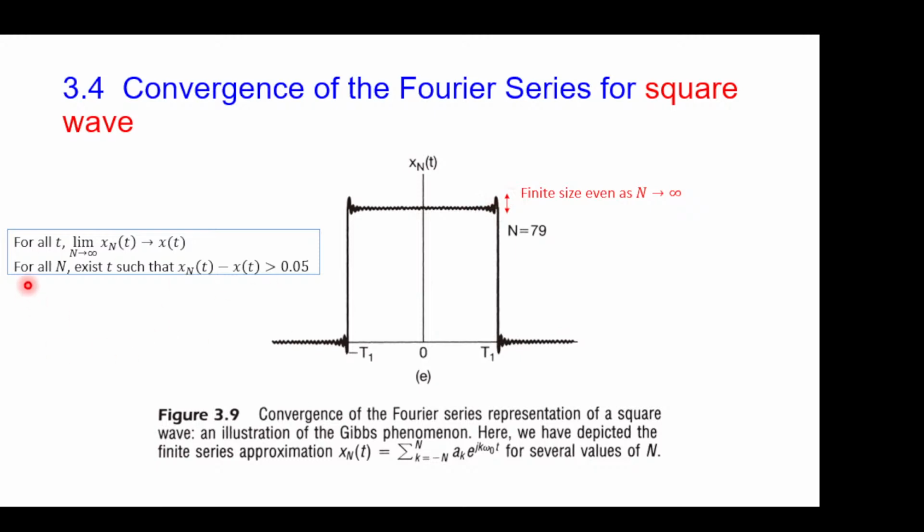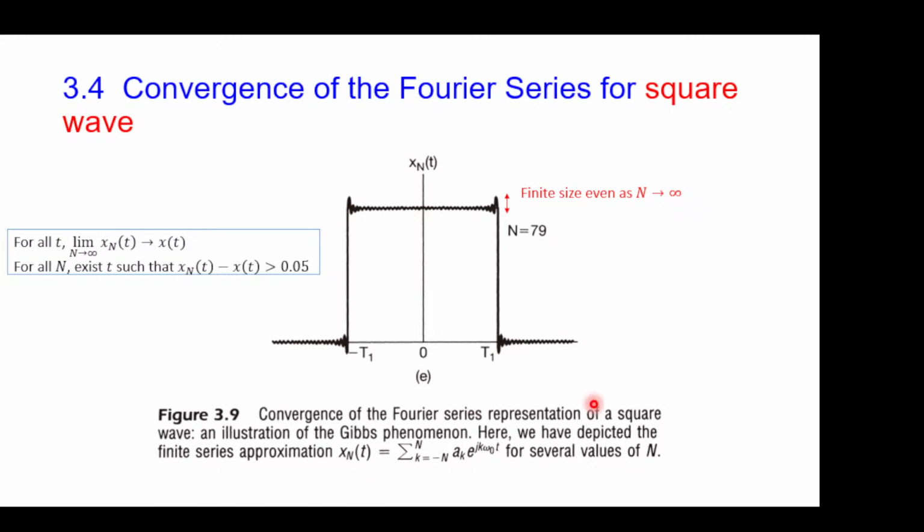But on the other hand, if you fix n first, then you can always find some t such that you have some overshoot. If you fix n first, then you can always find a t that's close enough to this discontinuity, such that you have a finite difference between your x_n of t and x of t. And the value here is, anyway, bigger than this 5%. Okay, it's a finite value.